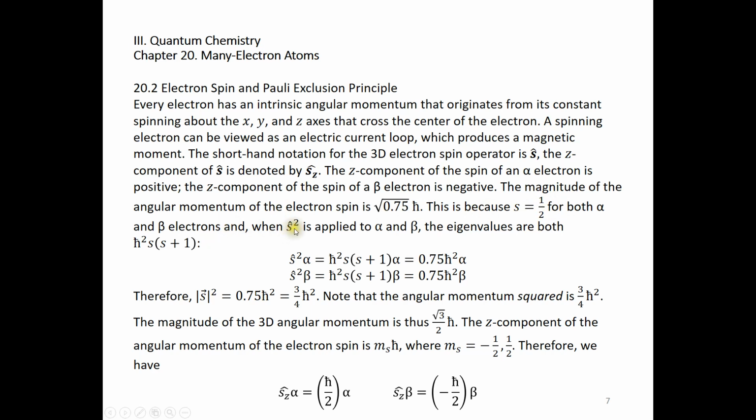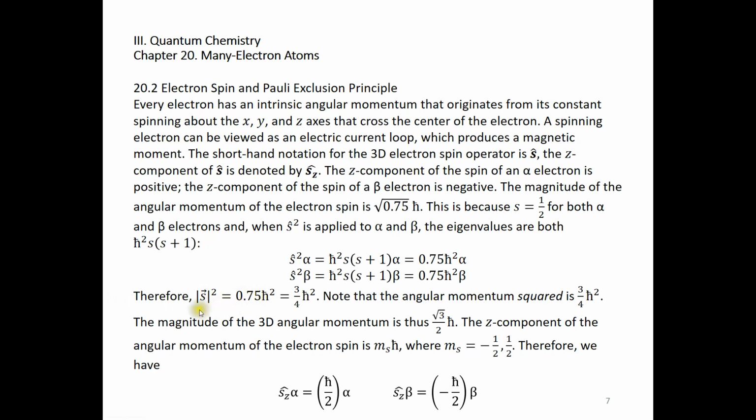And when the s squared operator is applied to alpha and beta, the eigenvalues are the same. They are both h bar squared times s times s plus 1. So when we apply s squared to alpha, we get 0.75 h bar squared alpha. When we apply s squared to beta, we get 0.75 h bar squared beta. Again, it's just 0.5 times 1.5, which is 0.75. So we have this spin angular momentum squared equal to 0.75 h bar squared.